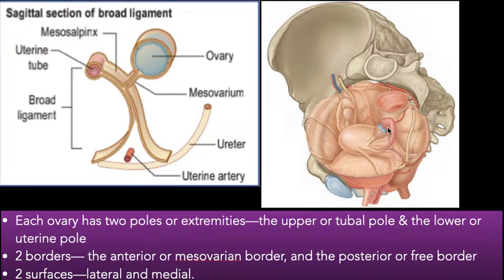Now, here you can see each ovary has two poles or extremities. The upper or the tubal pole related with the uterine tube and the lower or the uterine pole related to the uterus. It has two borders, one anterior border. Here you can see this is the anterior border, this is a schematic diagram, or the mesovarian border, and the posterior border of the ovary, which is free. It also has two surfaces, the medial surface over here and the lateral surface.